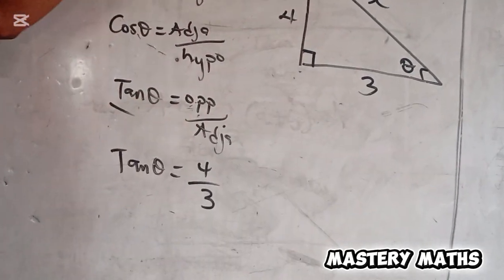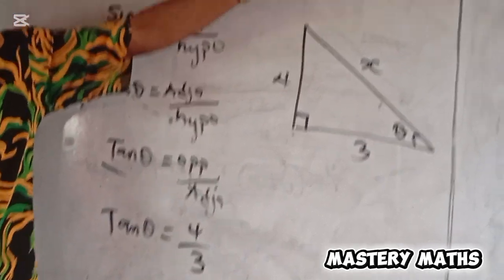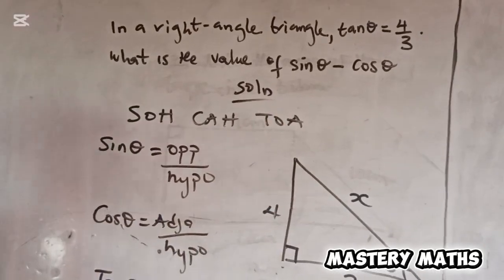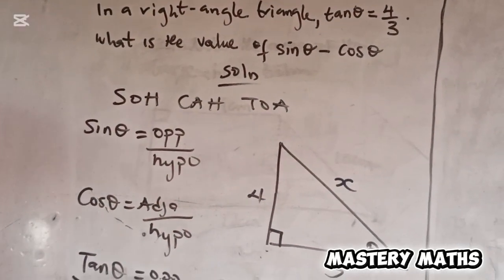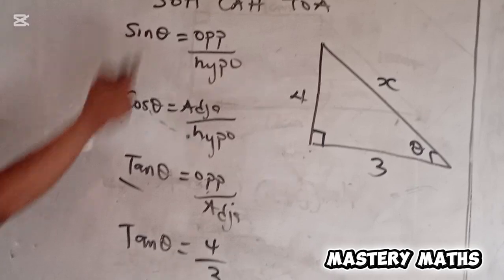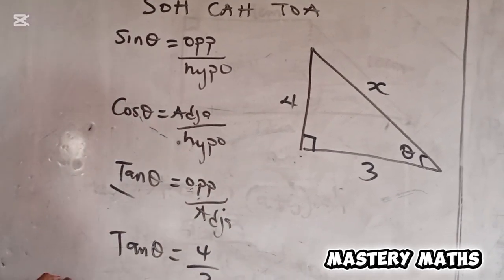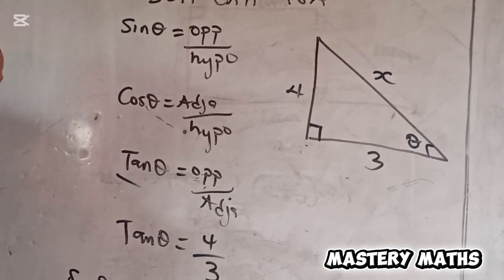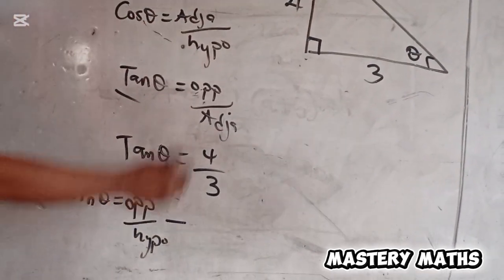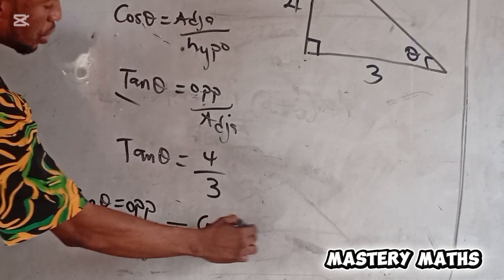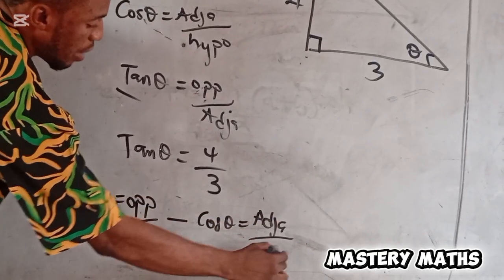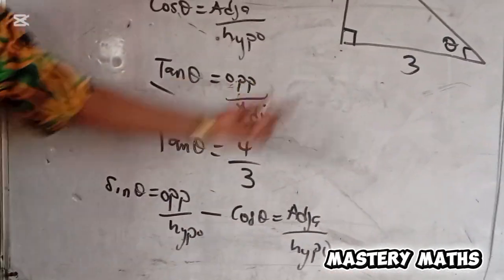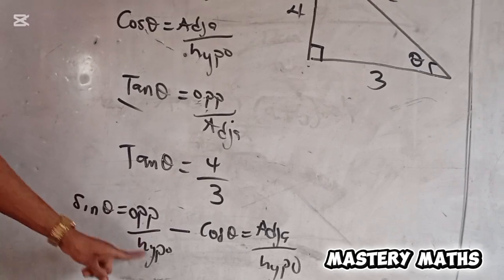Now, what is the next question? What is the value of sine theta minus cos theta? Sine theta is equal to opposite over hypotenuse, minus cos theta, which is adjacent over hypotenuse. Now, we need to place all these values here. But before we do, our sine theta has opposite and hypotenuse.